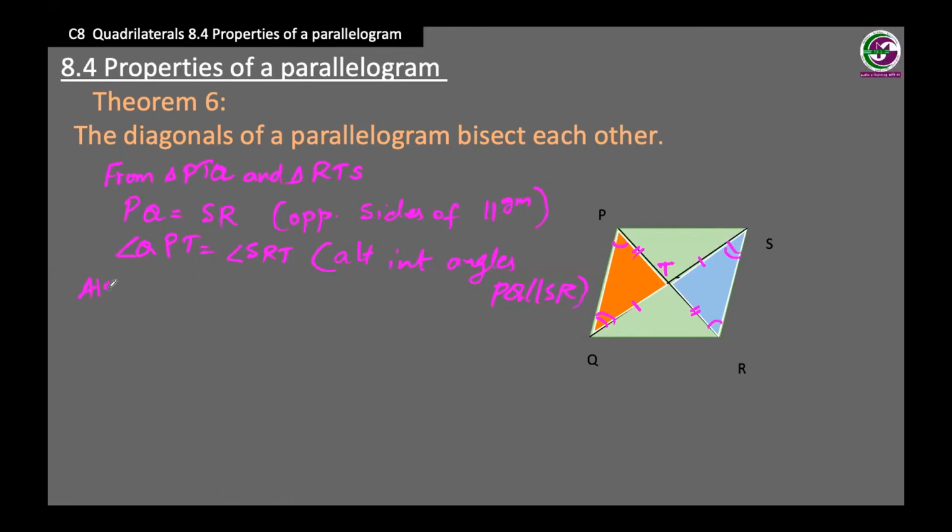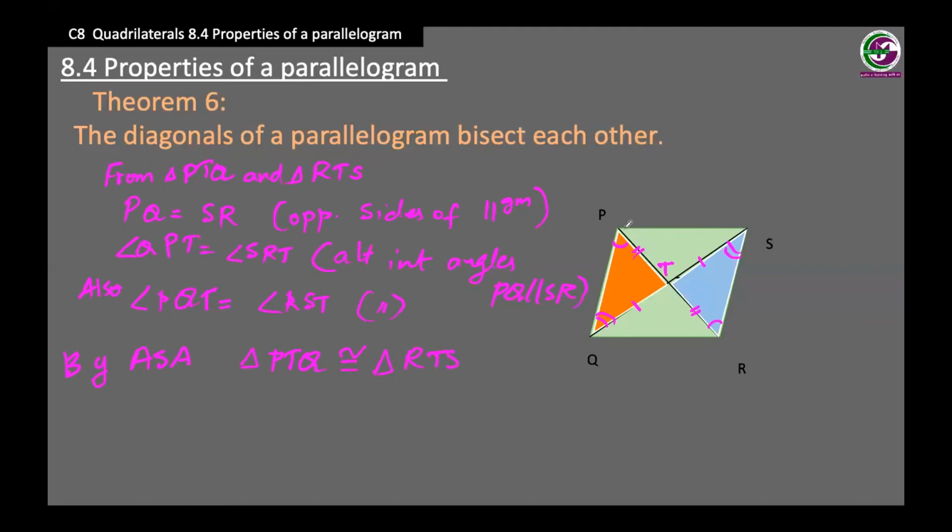Also, angle PQT is equal to angle RST. Again, the same reason. So we have angle side angle, by ASA, those two triangles are congruent. Triangle PTQ is congruent to triangle RTS.